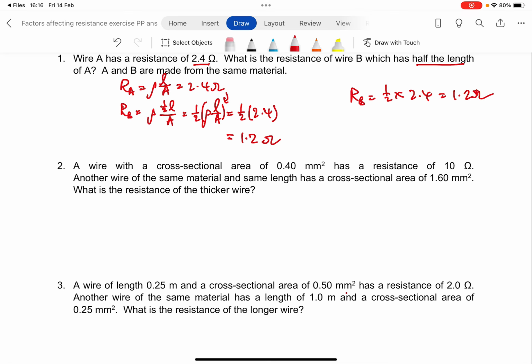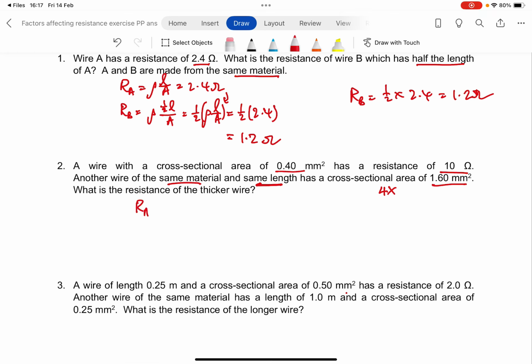It will be okay. All right, for number 2, cross-sectional area 0.4, resistance 10 ohms. Another wire, same material. By the way, if you see same material, they're telling you that the resistivity is the same, so you don't need to consider the resistivity. Another wire of the same material, same length, has cross-sectional area of 1.6, which means that it is 4 times 0.4. So if the cross-sectional area is 4 times, what happens to the resistance?